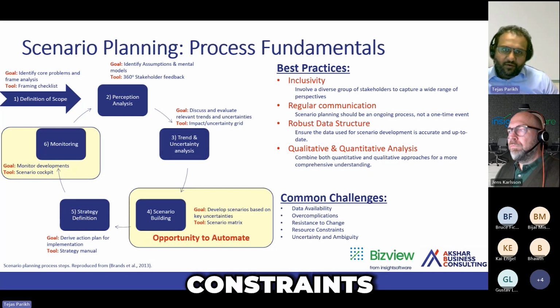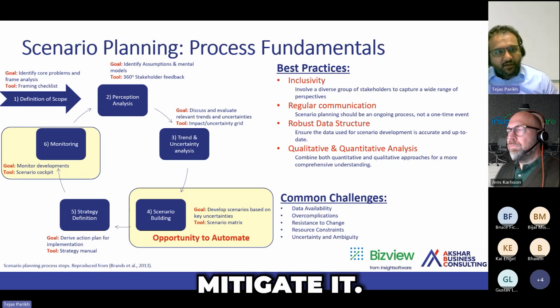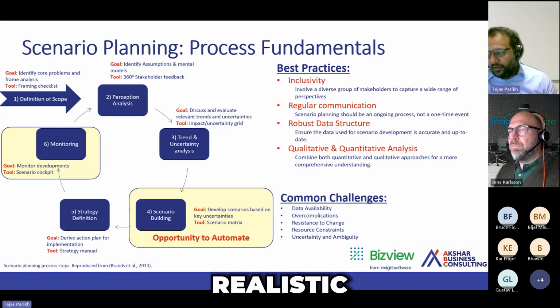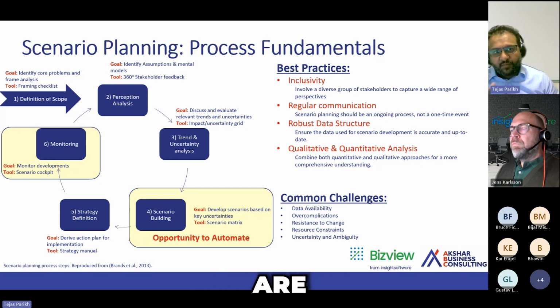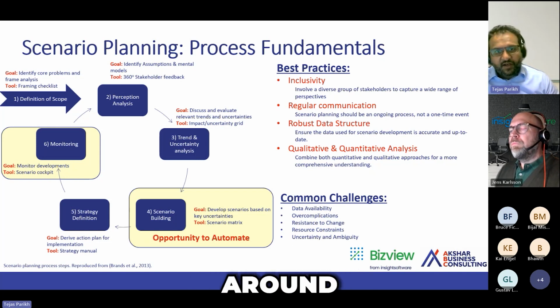Then resource constraints. For every risk that you identify and every scenario that you build, you may not be in a position to mitigate it. And that is also fine. It is about recognizing it, documenting it, and being aware of it, because sometimes the resource required to mitigate it might just not be realistic. And then uncertainty and ambiguity, because ultimately every scenario that you are making has a level of assumptions around it. It comes from people's experience, from what people have seen around them. So there is an inherent element of ambiguity and uncertainty around it.